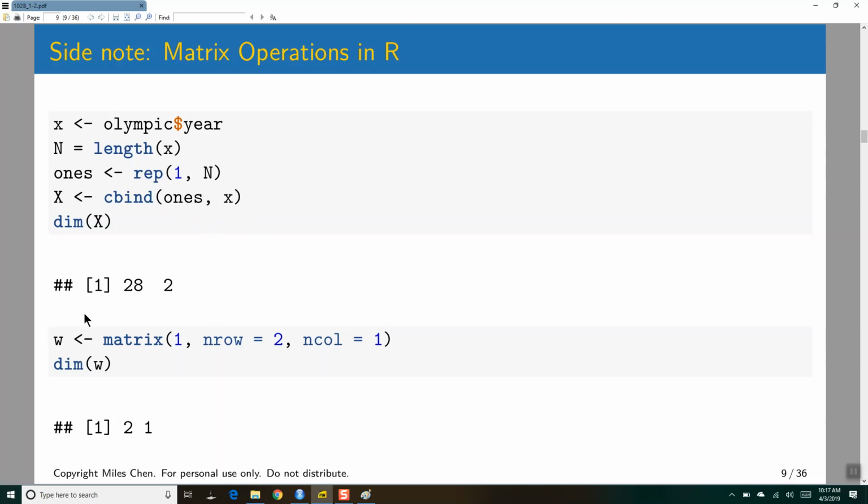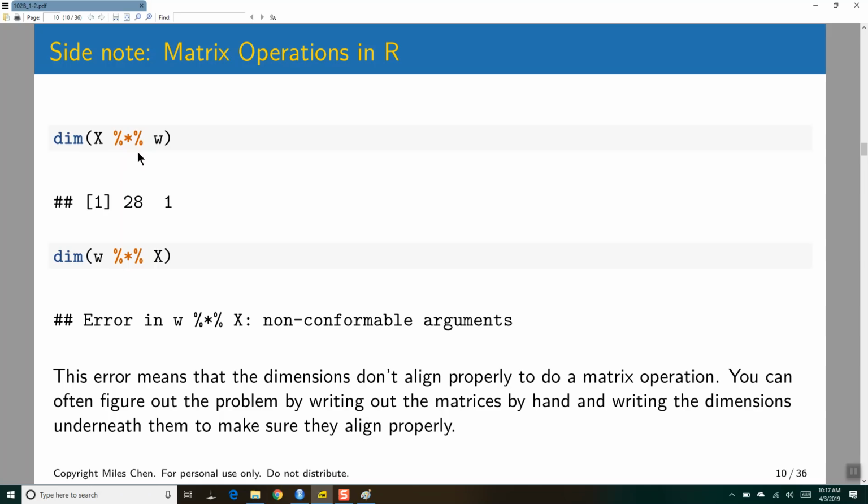Okay, and then over here we've got the W matrix, which I'm just going to put in the value 1, and make sure we have 2 rows and 1 column, so the dimensions of W is 2 by 1. Then I can do the product X, and this is the symbol for matrix multiplication, percent star percent, W, and that will do the product there. So we have 28 by 2 times 2 by 1, and so the result will be 28 by 1. On the other hand, if I tried to do W times X, W percent star percent X, I get this error: non-conformable arguments.